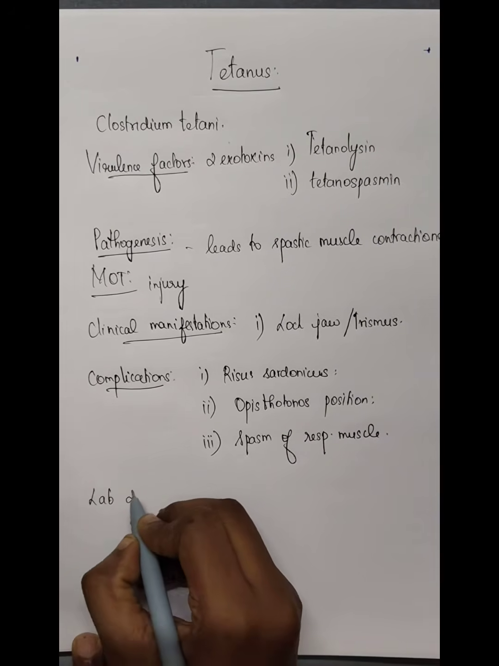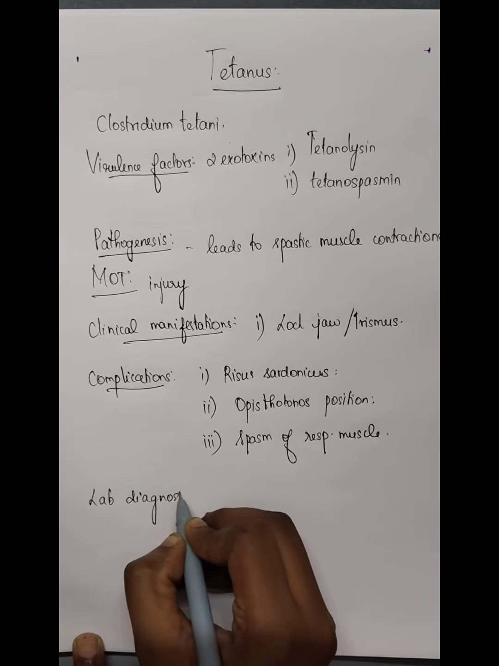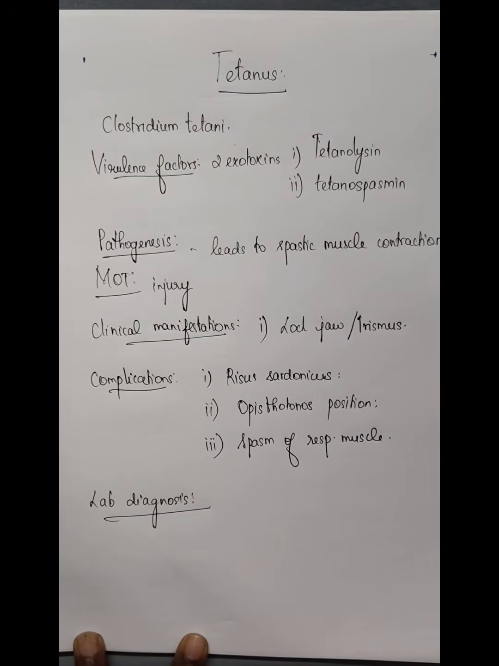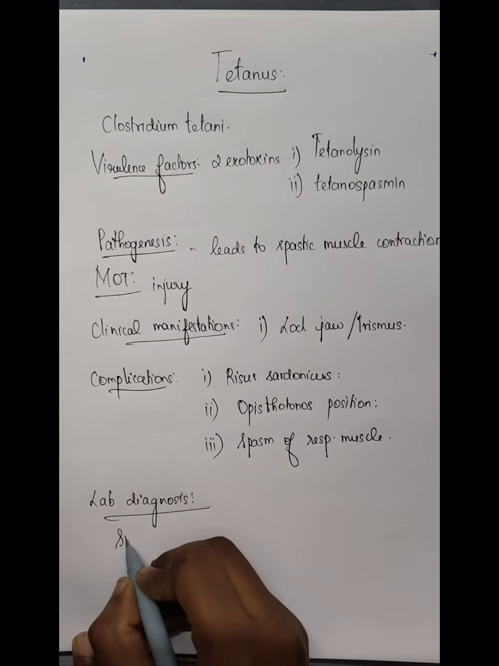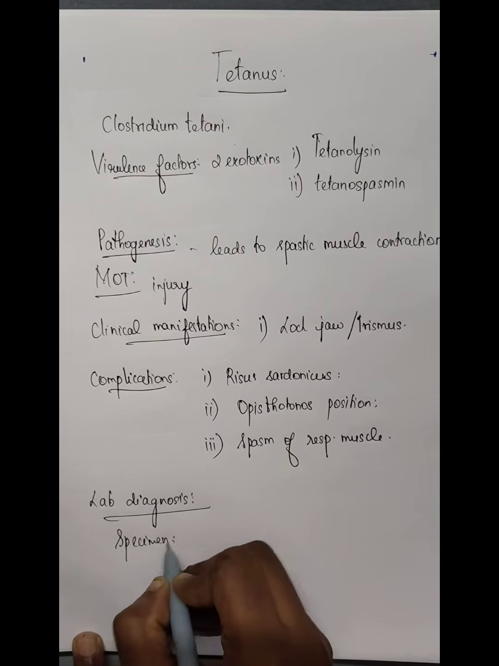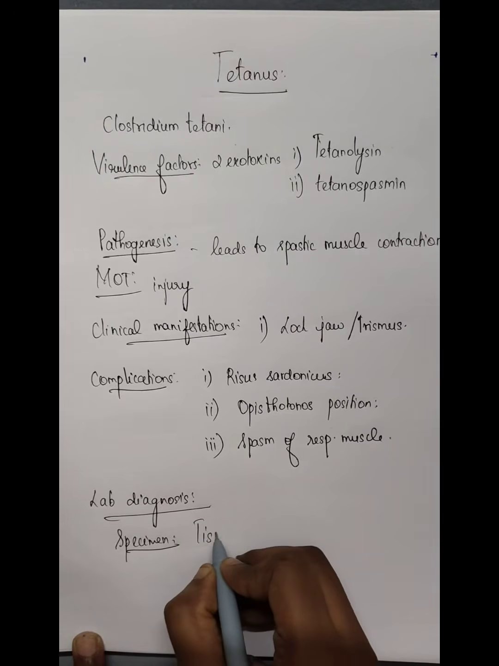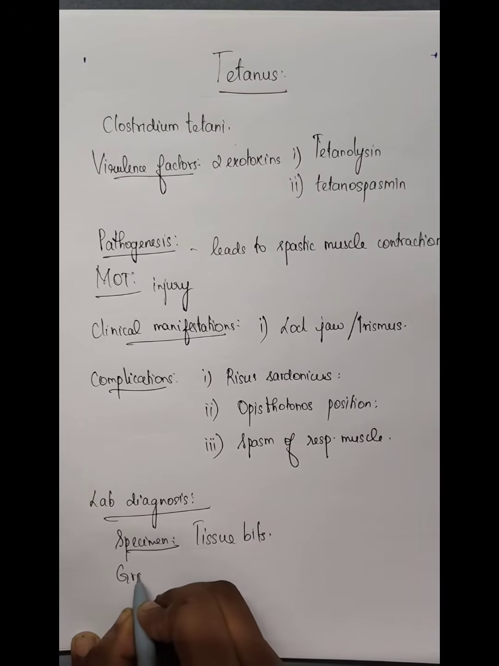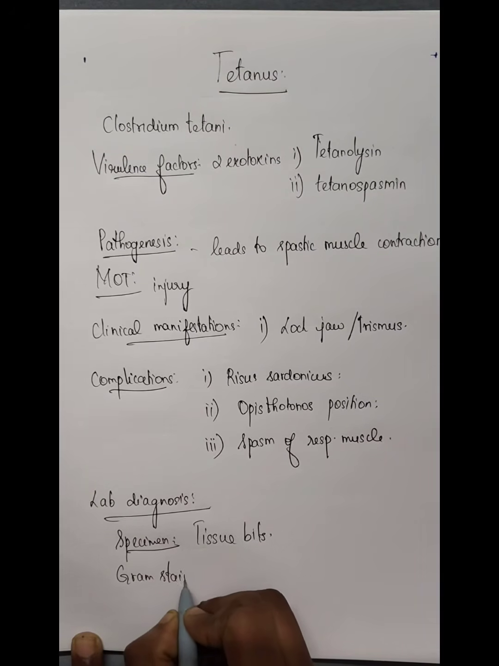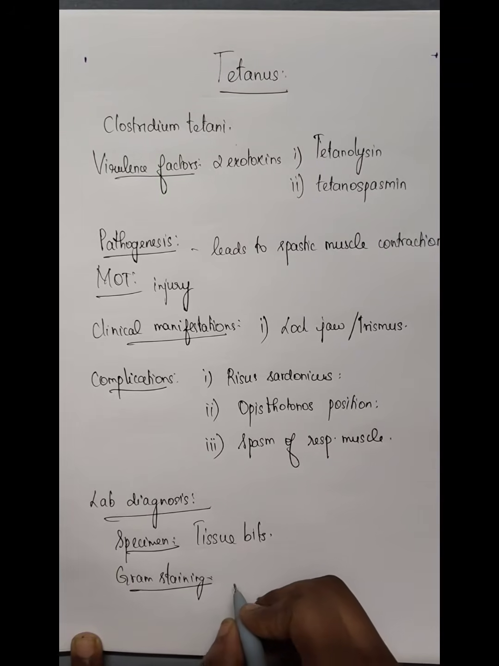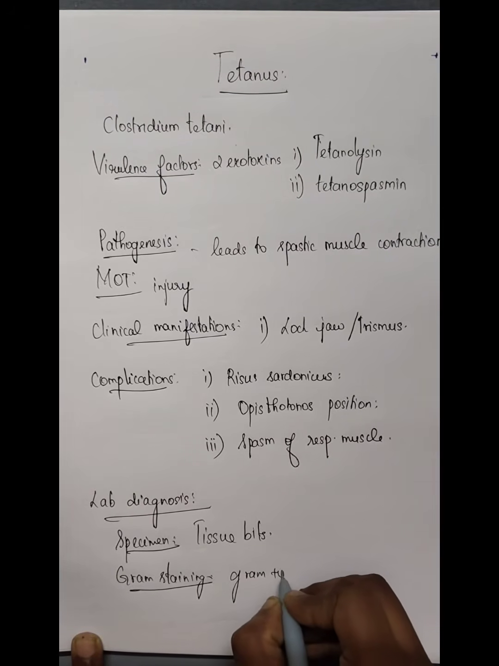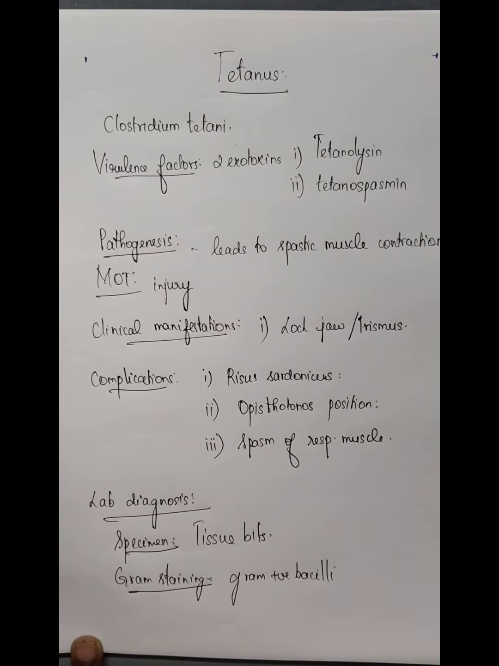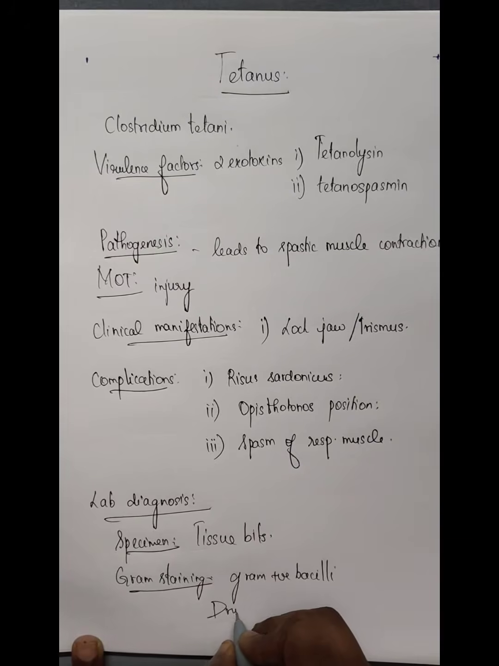Now let's move on to laboratory diagnosis. To start off with the laboratory diagnosis, first we need the specimen, right? And what's the specimen collected? It is none other than excised tissue bits from the necrotic depths of the wound. And now we are going to do gram staining. In gram staining, we can see gram positive bacilli with a terminal and round spores. Gives characteristic appearance of drumstick.